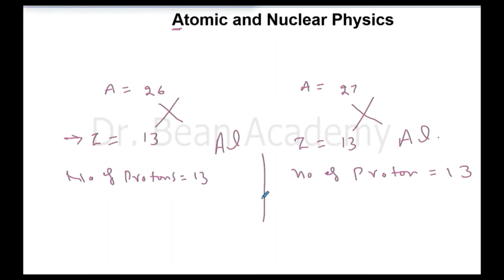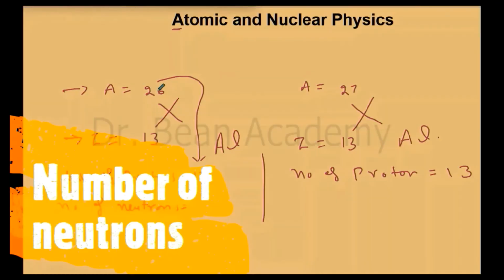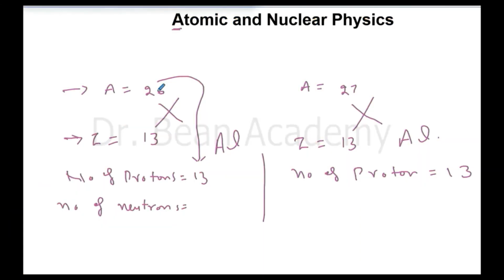But what is the difference? Let's go to the mass number and find the number of neutrons. The number of neutrons in the first case of aluminum, the mass number is 26, so I can subtract the number of protons from 26 to give me the number of neutrons. I am using my calculator. 26 minus 13. Okay, the number of neutrons is also 13. They are equal. This is also aluminum. So let's see what the difference is with this one. I know it is also aluminum, because the number of protons is the same.